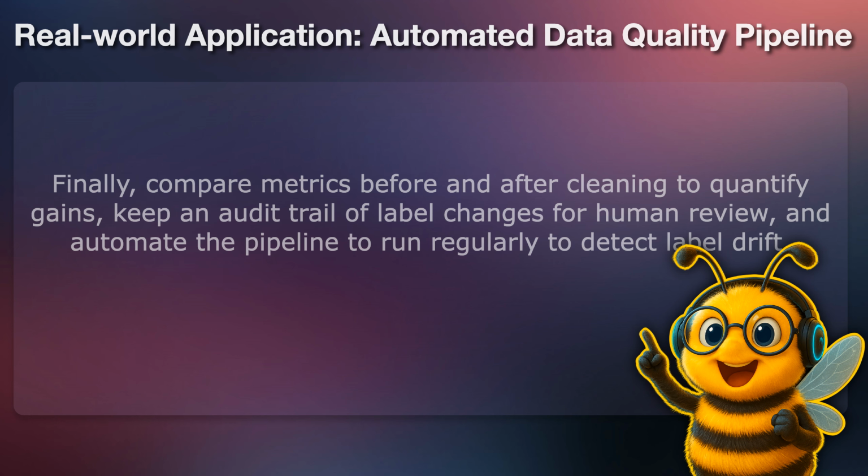Finally, compare metrics before and after cleaning to quantify gains, keep an audit trail of label changes for human review, and automate the pipeline to run regularly to detect label drift.